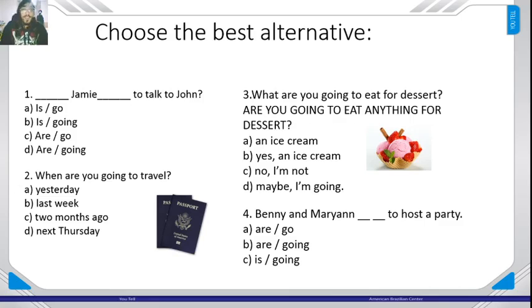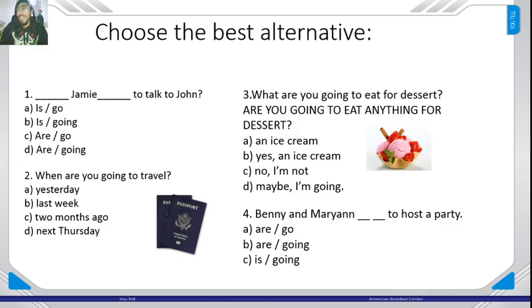Let me say it for you. It's interesting. The action host means hospedar in Portuguese. But what did I want to mean in this sentence using the action host? I'm meaning that Ben and Marion are going to host, are going to give a party.